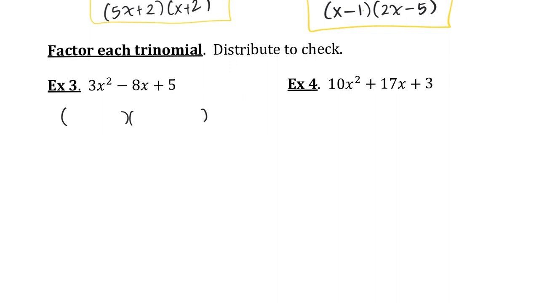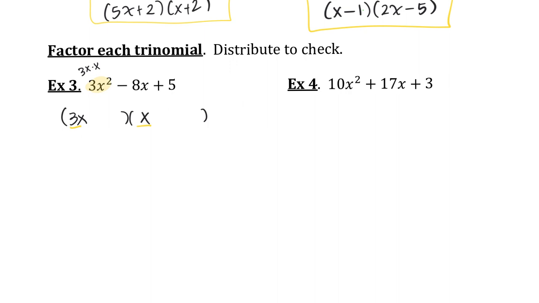Let me start with my first term, this thing. I know that this times this has to equal this. So what could I do there? How about 3x times x? 3x times x.